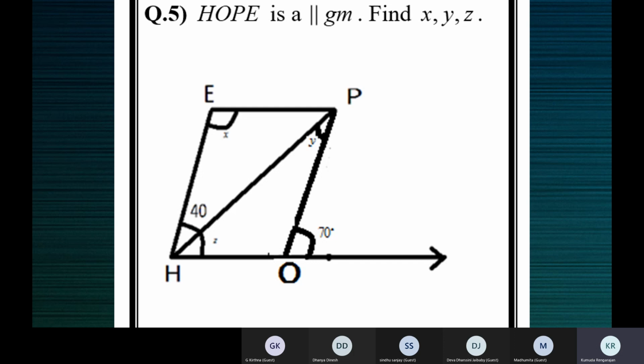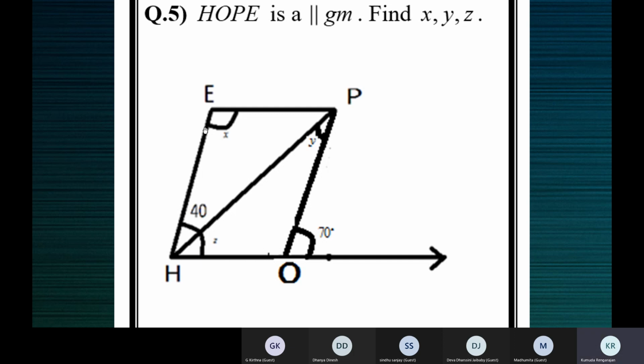All right, how do we find Y? Y is equal to 40 degrees, ma'am. Reason? Alternate angles, ma'am. Alternate interior angles. See, we should not get confused. They've marked 40 here and Z here. That means this portion is Z, and this portion is 40.